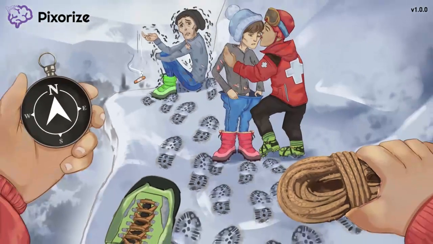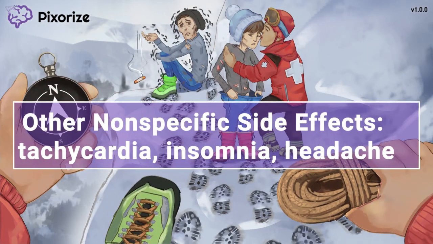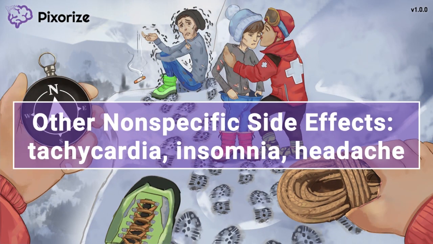Finally, before we close, there are just a few other nonspecific side effects of bupropion that we should mention. Bupropion can cause tachycardia, insomnia, and headaches. I like to remember these side effects as things that can all happen with increased levels of catecholamines, specifically norepinephrine. Note that tachycardia, insomnia, and headache are rather nonspecific, meaning that they will almost never help you pick bupropion from other drugs on test day.